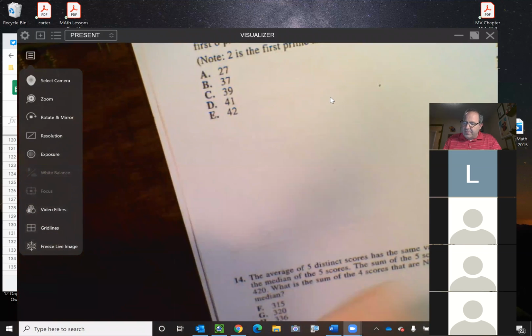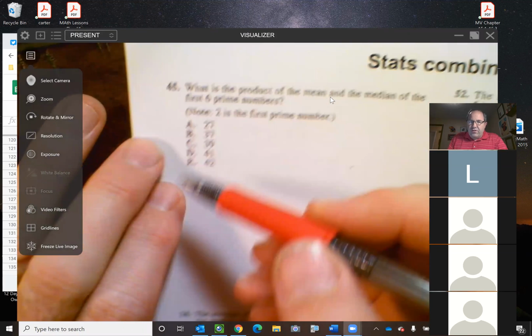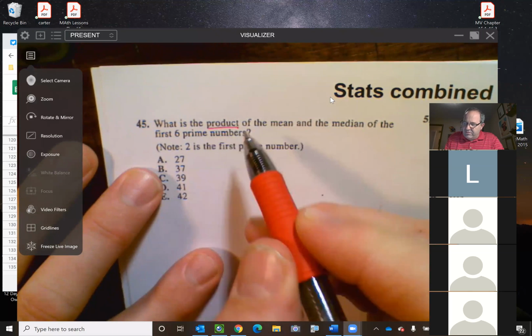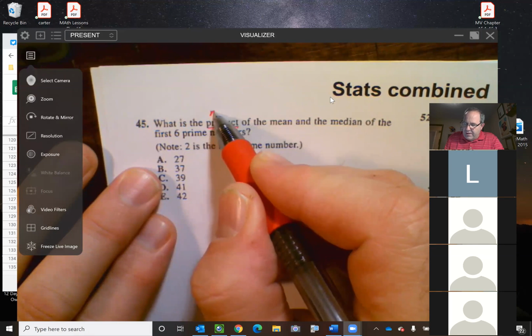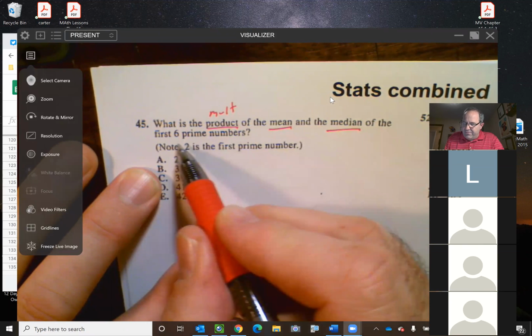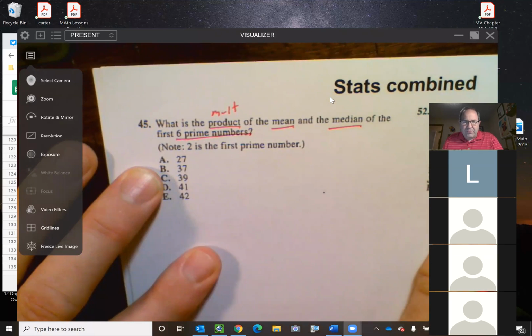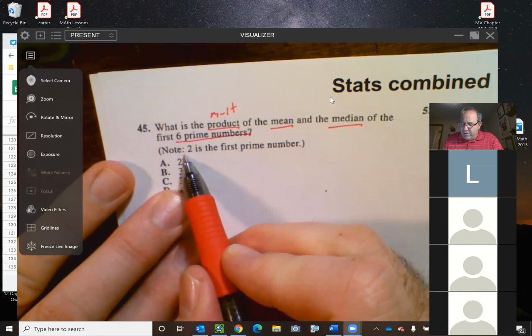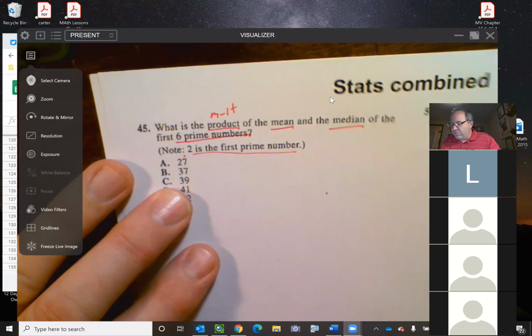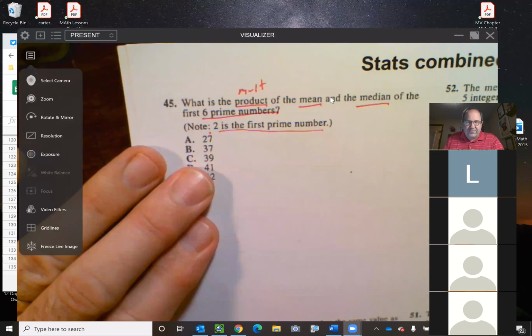Kind of interesting. They're asking for 45, what is the product? So product means to multiply, right? What's the product of the mean and the median of the first 6 prime numbers? And they even tell us, by the way, 2 is the first prime number. Now remember, a prime number is a number that's only divisible by 1 and itself.